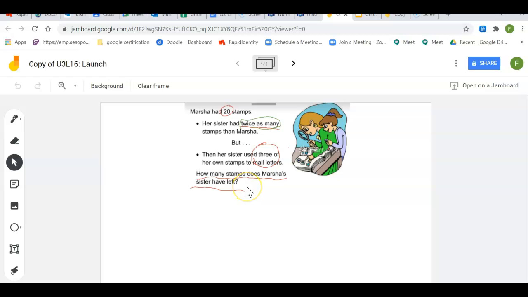Now let's take a look at, it gives us, what's the known? The known is that Marsha has 20 stamps. Okay, so that's the known. And her sister had twice as many. So it's giving us a clue right here, twice as many. That's a multiplicative comparison. So we have to figure out this clue. And then her sister also used 3 of her own stamps. So then we have to figure out, well, how many does she have after she used 3 of her own? And then we can get our answer. So there are several steps here that it's really giving us clues to, and that's how we know that we've got to figure out more than one thing.